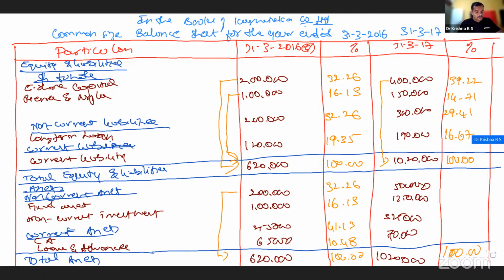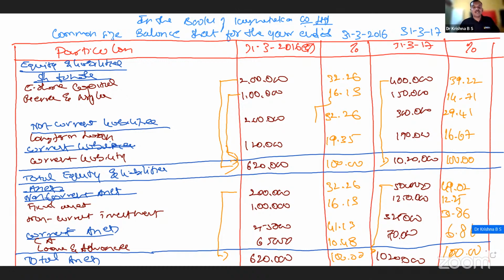Then assets. 5 lakhs divided by 10 lakh 20,000 into 100 will be 49.02. Then 1 lakh 25,000 divided by 10 lakh 20 into 100 will be 12.25. Next, 3 lakh 25 divided by 10 lakh 20 into 100 will be 31.86. 70,000 divided by 10 lakh 20,000 into 100 will be 6.86.